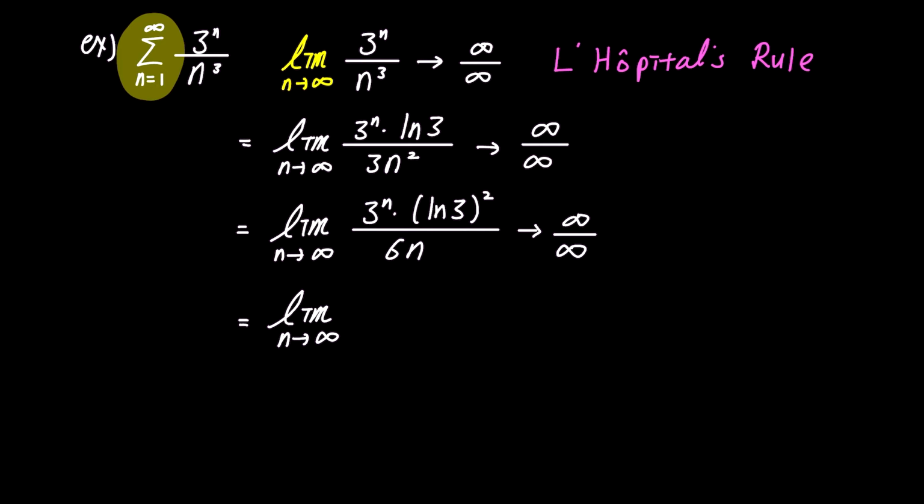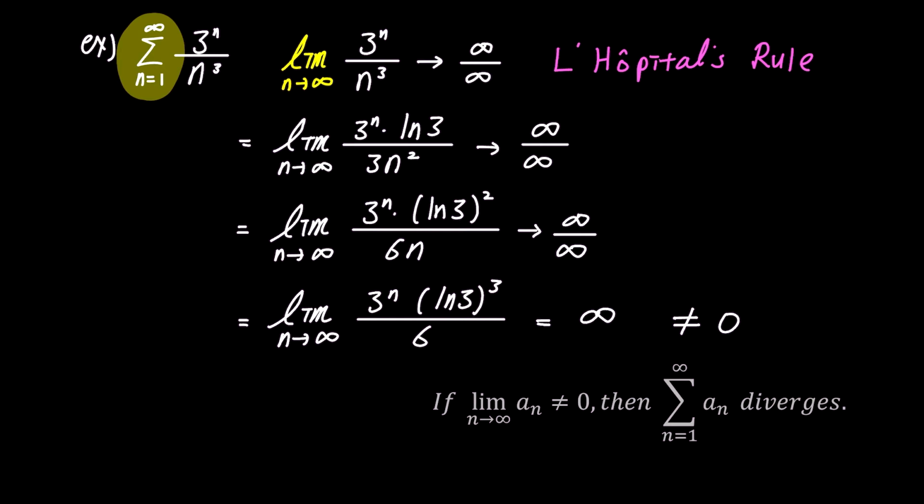Now, we have the limit of 3^n times (ln 3)^3 over 6. And as n approaches infinity, this limit becomes infinity. In other words, it's not 0. By the nth term test, since the limit is not 0, the sum of 3^n over n^3 diverges.